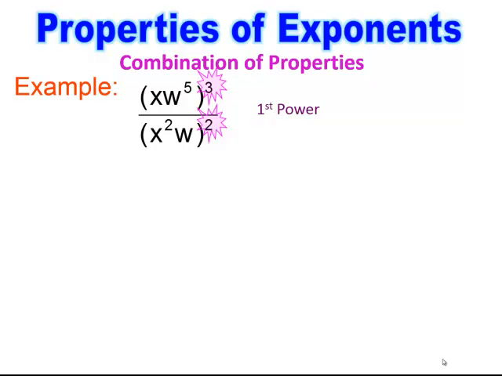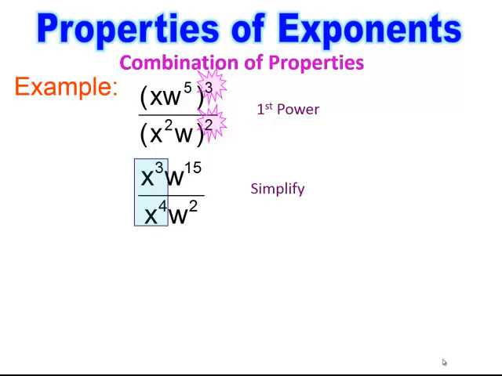So in this case, the first thing I'm going to do is take the power on the outside and give it to everything inside. So on the top, I end up getting x to the 3rd, w to the 5th, and then on the bottom, I get x to the 4th, w squared. And now I can simplify.